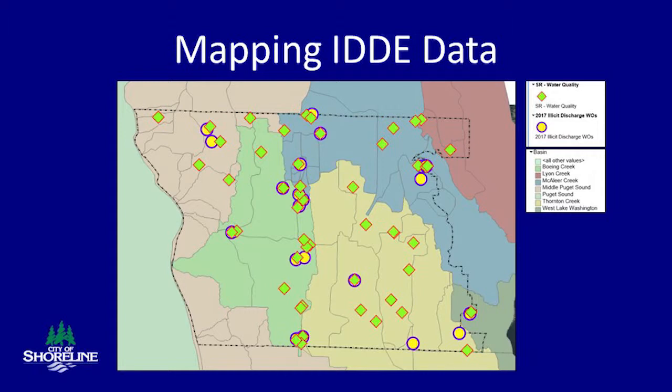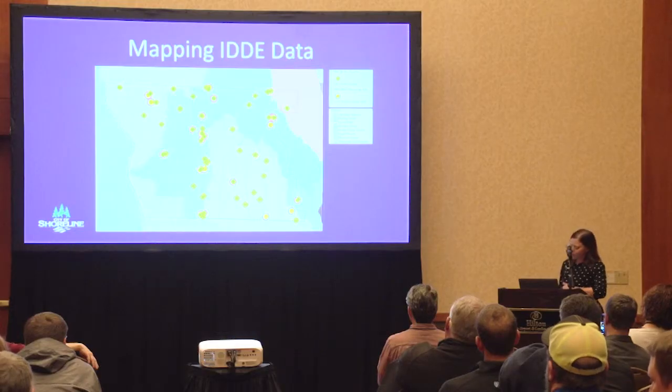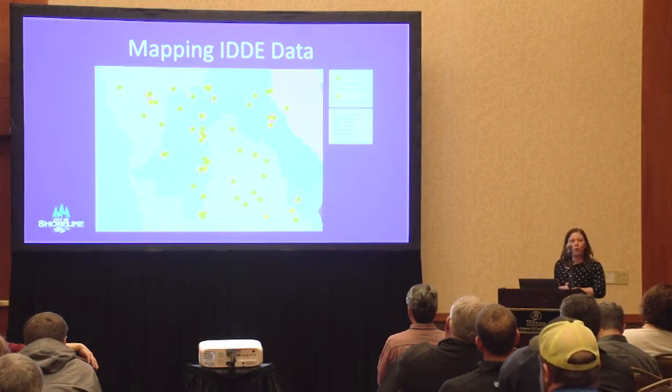So this map is another way you can visualize and analyze your data. This is looking at all of the IDDE service requests, which are in diamonds, and work orders, which are in circles, in 2017, and how they are distributed across the city by basin. You'll see that there was a much higher number of service requests than work orders in 2017, and that's because up until this year, we didn't always generate a work order when a service request came in.